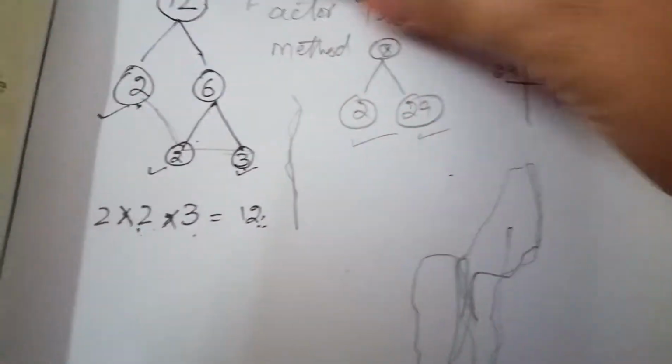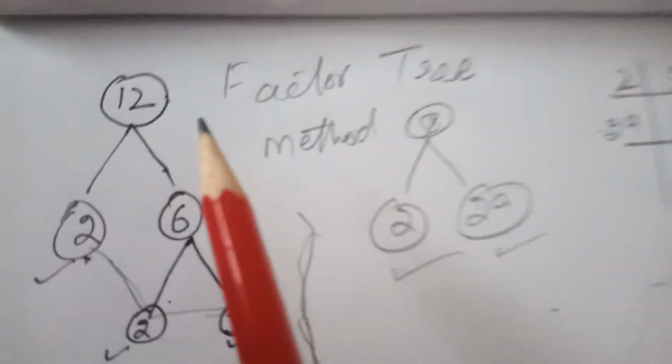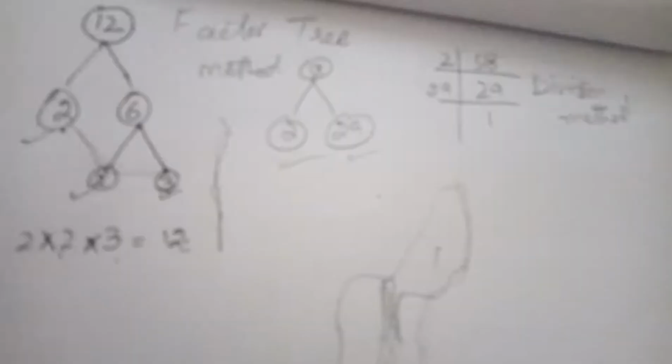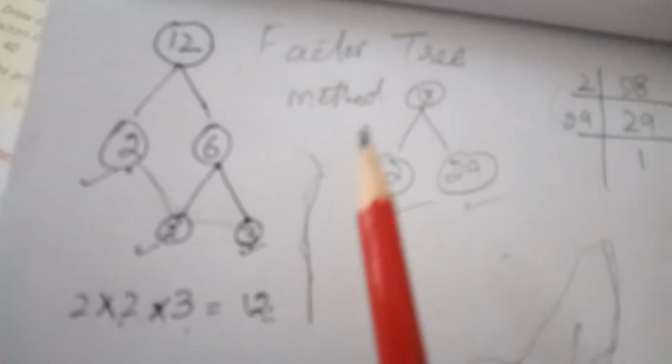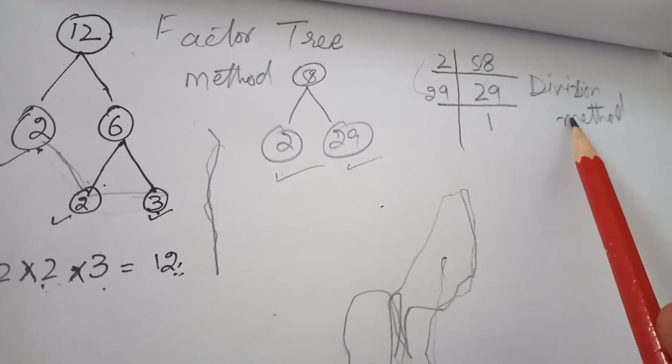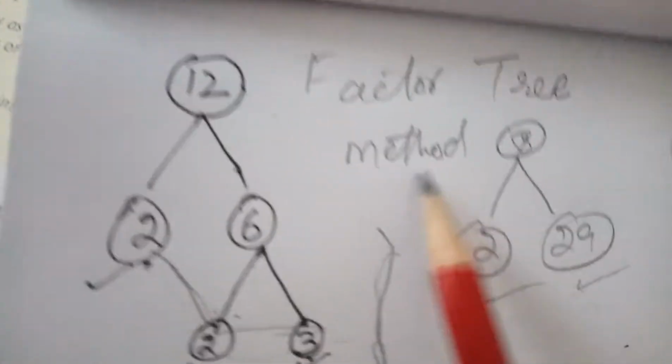So here are two ways of making factors of any number. Two ways for prime factorization. Number one is the factor tree method and number two is the division method. How to do the factor tree method?